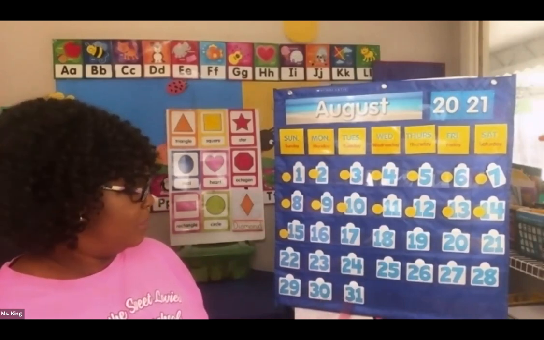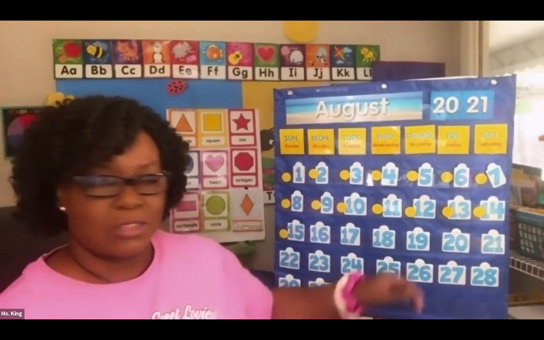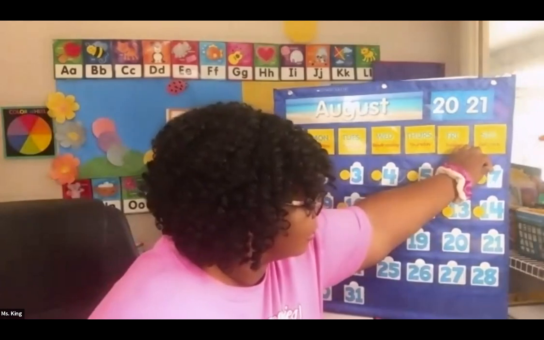1, 2, 3, 4, 5, 6, 7, 8, 9, 10, 11, 12, 13, 14, 15, 16, 17, 18, 19, 20, 21, 22, 23, 24, 25, 26, 27, 28, 29, 30. And that's 31 because August has 31 days. Good job, Lovies.